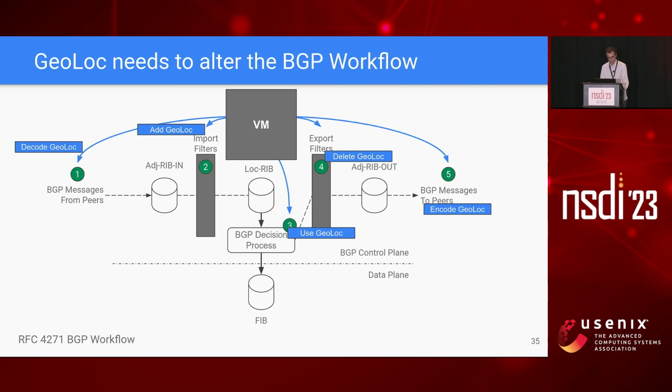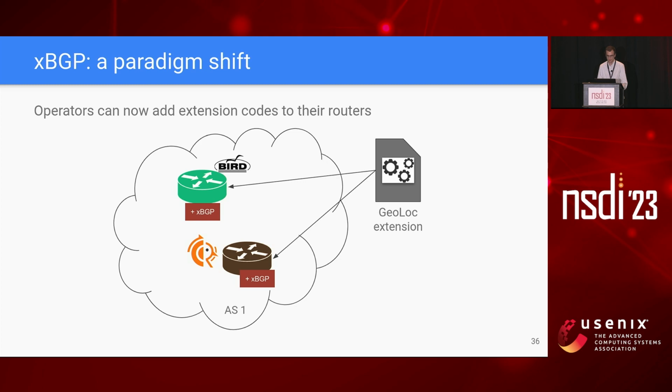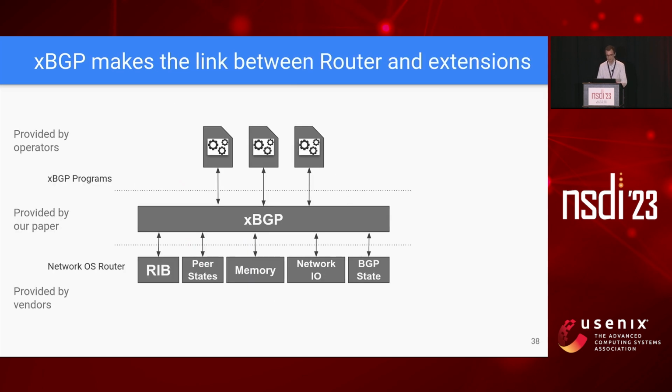Those subparts will be added on the several parts of the insertion point of the BGP workflow and executed by the VM. So now operators have a way to implement their own extension, then push it on all routers that are xBGP compatible, and then you have your new extension all over your network. And I said that xBGP is using a VM, sorry. Actually, it is eBPF for its mature tooling, compiler, debugging, and so on. So you can think that xBGP is a common layer between what the operator is writing and what the network operating system is implementing, and it makes the link between the two.